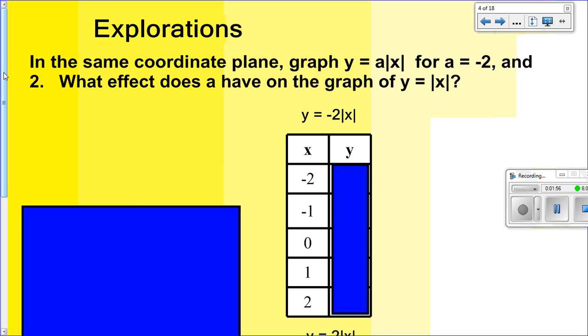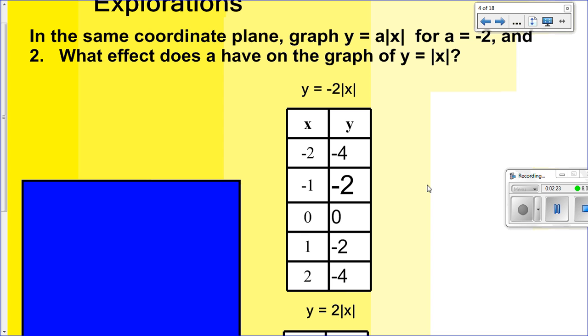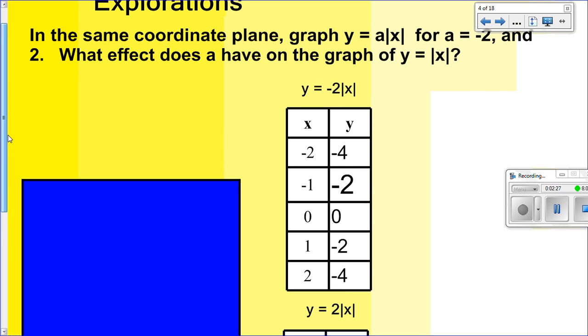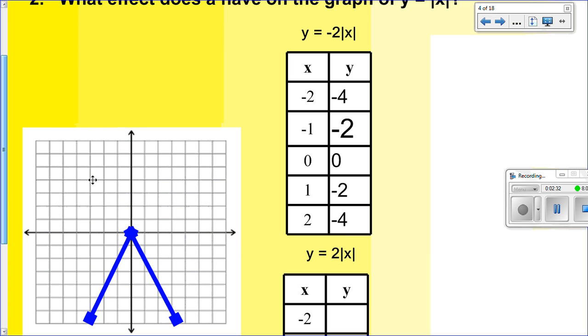Now we're going to take that parent function of y equals the absolute value of x, and we're going to put a number in front of the absolute value. For this case, we're going to put in -2 times the absolute value of x. We want to make a chart again. Substitute in your x values. Pause the tape, see what you get, and then come back. These should be the answers that you got. And when you graph it, you're going to plot your points, and this is what your graph should look like.